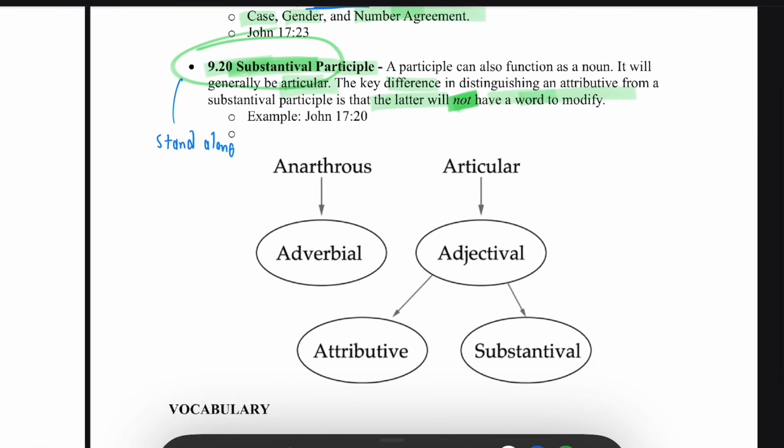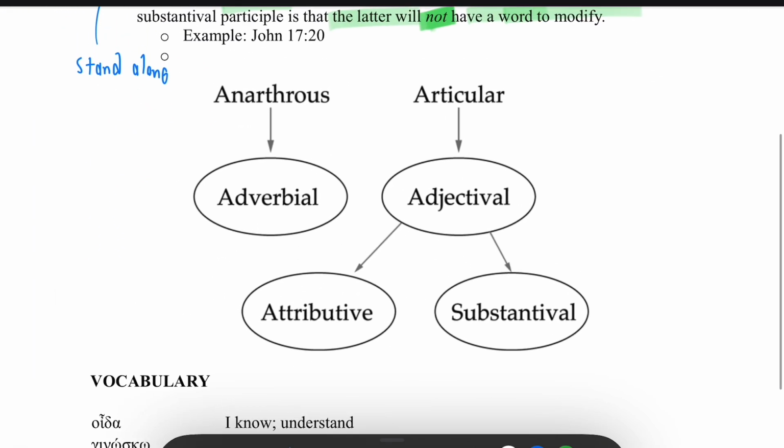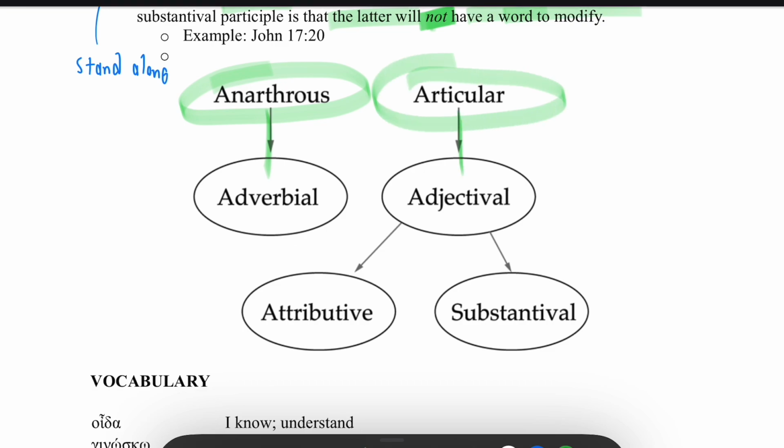And just a chart to kind of think through this when you're thinking about participles. If it's anarthrous, if it doesn't have an article, it's probably adverbial. If it's articular, it's probably adjectival. And if it's adjectival, there's one of two categories it could fall into. Either it's attributing something, it's an adjective, or it's substantival and it actually is functioning as a noun in the sentence.